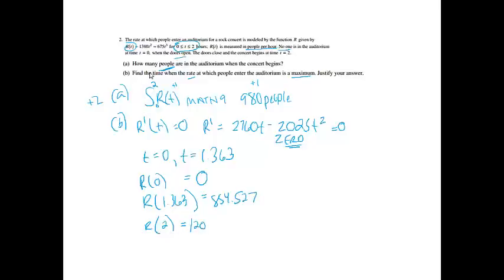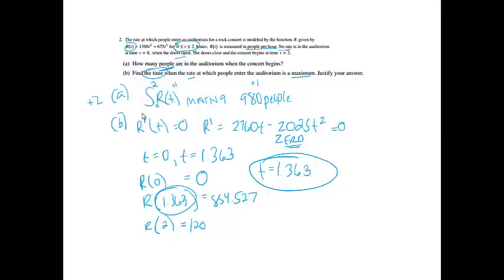The question was find the time when the rate entering the auditorium is the maximum. So it didn't say what is the maximum, it said find the time. The time is going to be 1.363. Okay, so we get 3 points for that one.